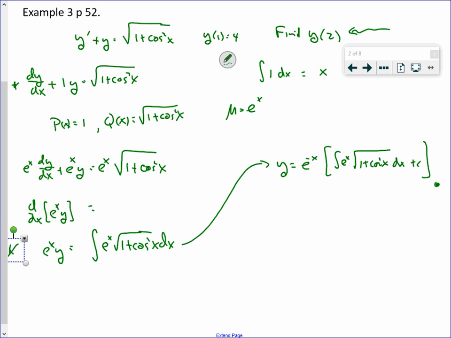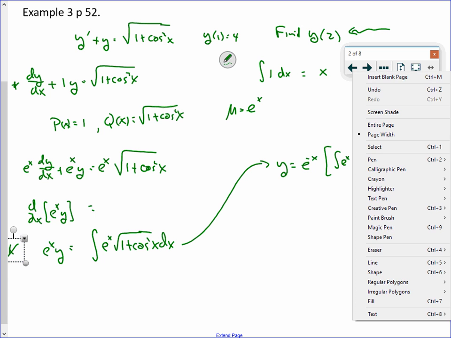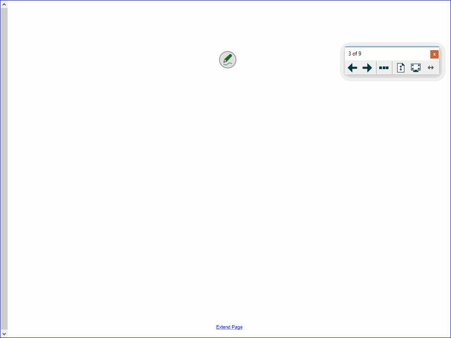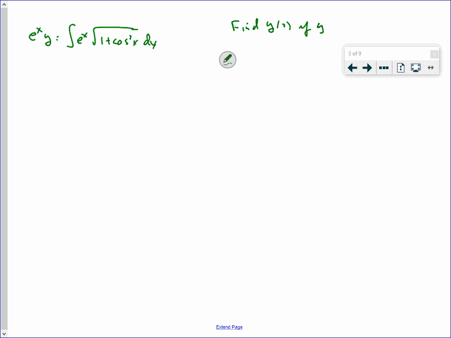So I tell you what, let me just insert a new page here and start. Okay. So we've got e to the x y equals the integral of e to the x. Find the value of the function at 2, if when x is equal to 1, the value of the function is 4. Okay, well, we're actually going to do a little bit of cleverness here.